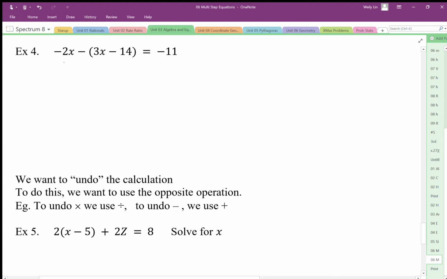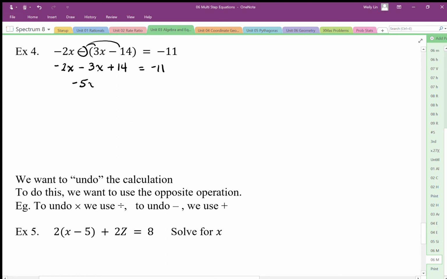So here we're going to start with the negative 2x, and then I'm going to distribute that negative into the brackets. So I'm going to subtract a positive 3x, so I'm going to subtract 3x, I'm going to subtract a minus 14, so I'm going to add 14. That equals negative 11. So combining my like terms, and be careful when you combine, this is negative 2 minus 3, which is going to be negative 5.